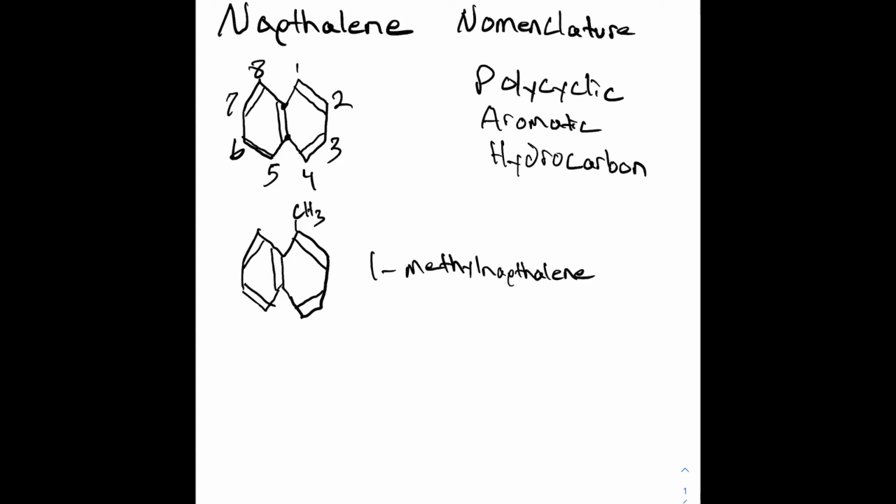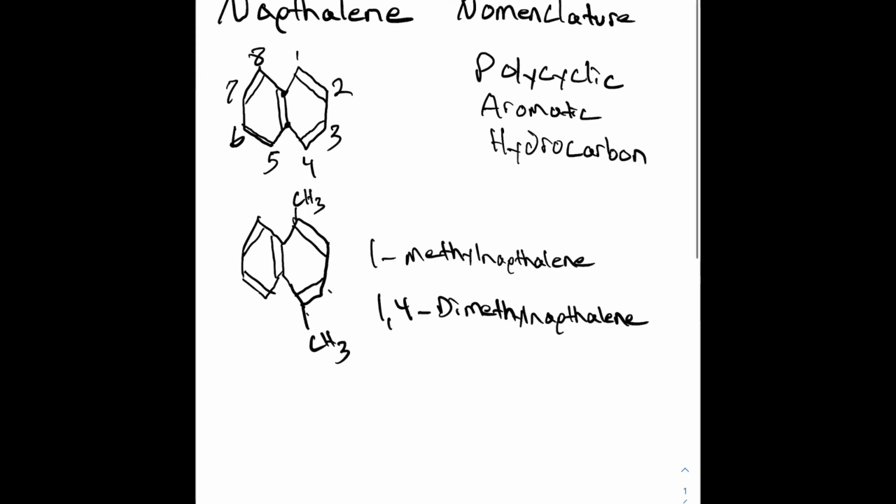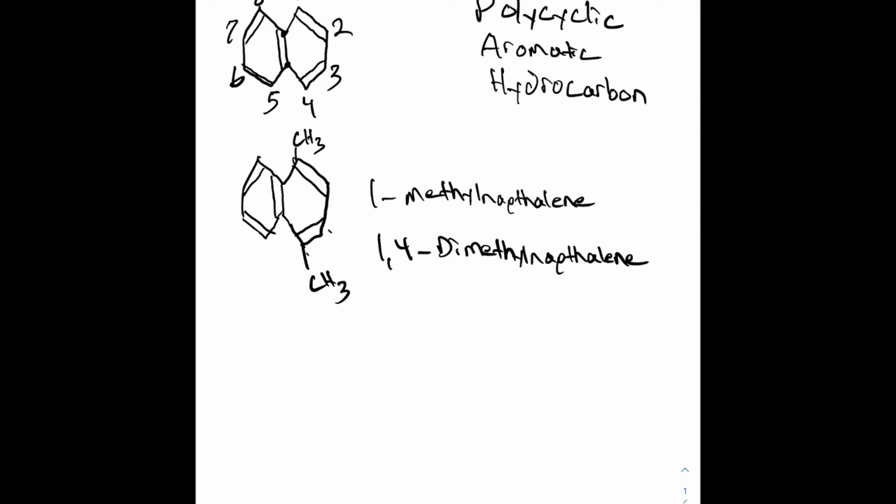What if we put another methyl group on this? So if we put another methyl group, let's say at the 4 position, 1, 2, 3, 4. This will now be 1,4-dimethyl naphthalene. So remember, we start numbering here, and we can go all the way around.